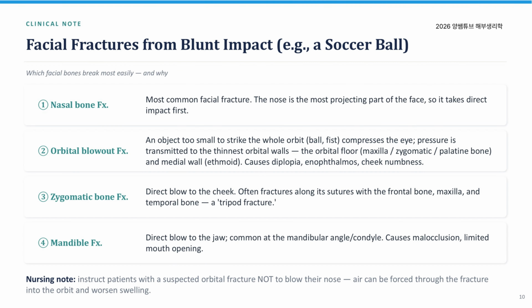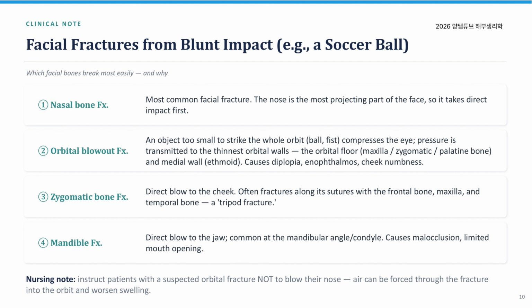So why do these 4 spots break so easily? Let's go through the soccer ball scenario one by one. First, the nasal bone. This is actually the most common facial fracture. Why? Because the nose is the most projecting part of the face, so it takes the direct impact first.